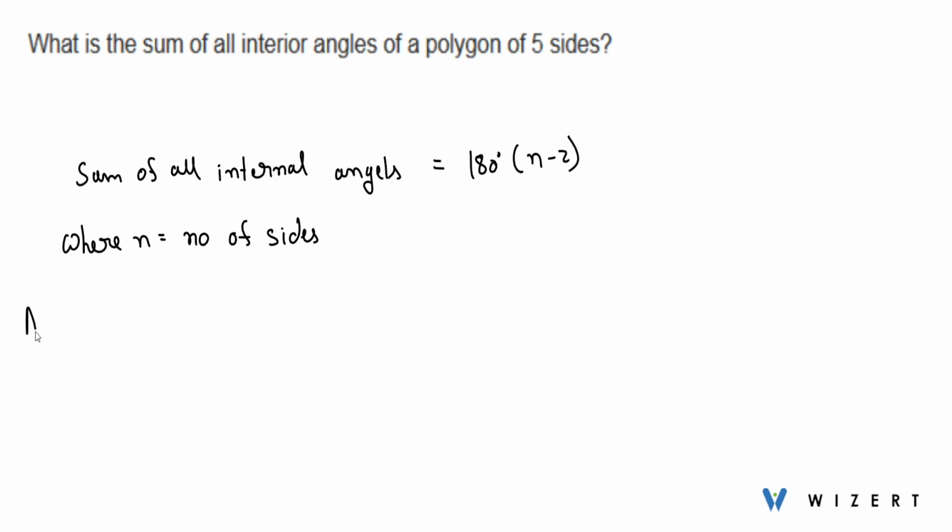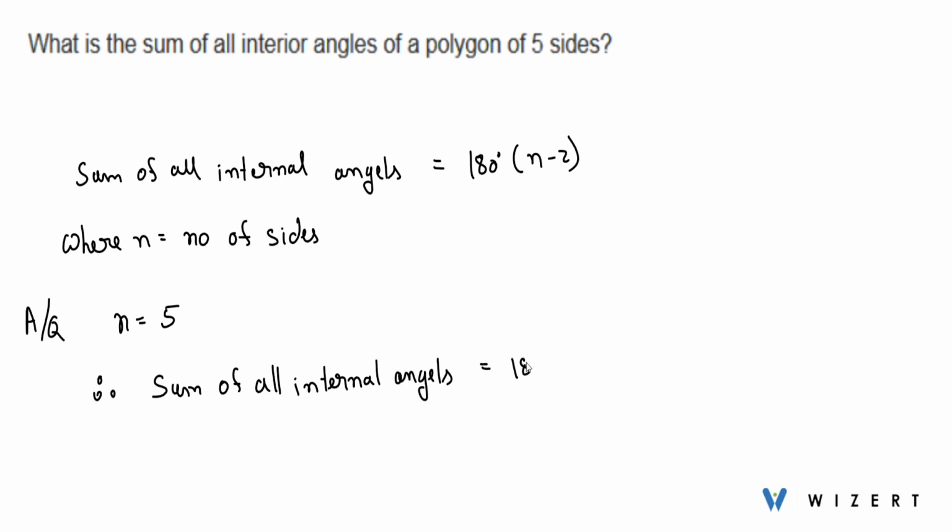Now according to the question, the polygon has 5 sides, so the value of n will be equal to 5. Therefore, the sum of all internal angles will be equal to 180 degrees multiplied by (5 minus 2), which is 180 degrees multiplied by 3, which will be equal to 540 degrees.